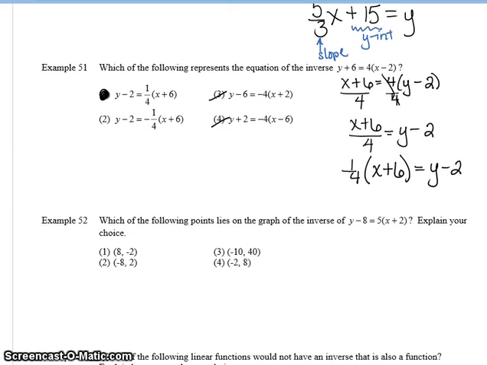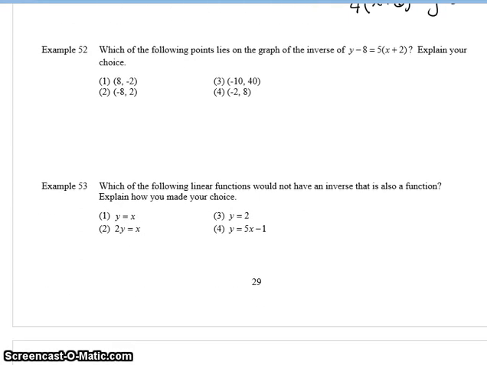Alright, example 52. Which of the following points lies on the graph of the inverse of y minus 8 equals 5 times the quantity x plus 2? Don't forget, with point-slope form, this would be your y value, this would be your x value, but they have opposite signs. And we talked about that on point-slope form day when I did that lesson. So that means that's really the point. Now remember, it's not positive 2 for the x, it's negative 2 and positive 8 for the y. This is on the graph, so its inverse is going to be just to reverse those. So it becomes 8, negative 2, which is choice 1.